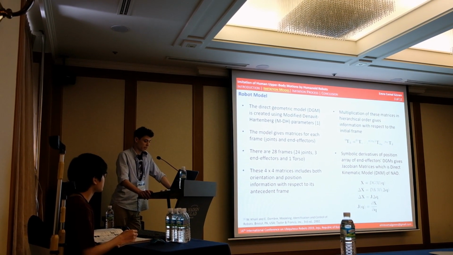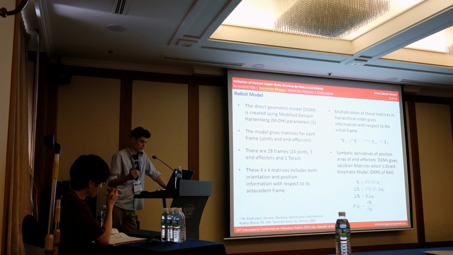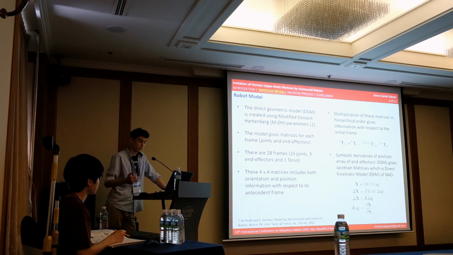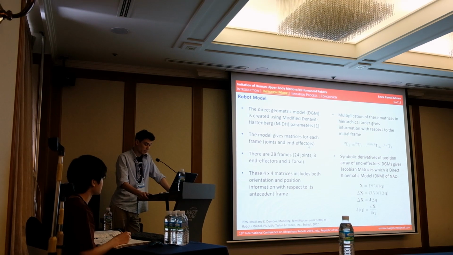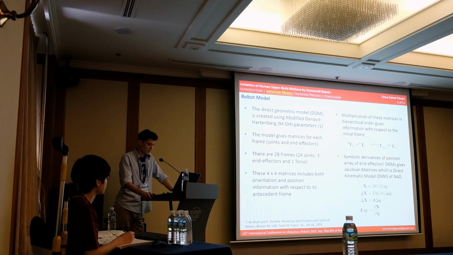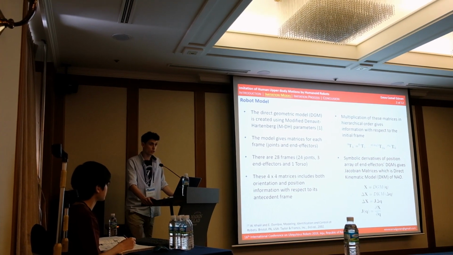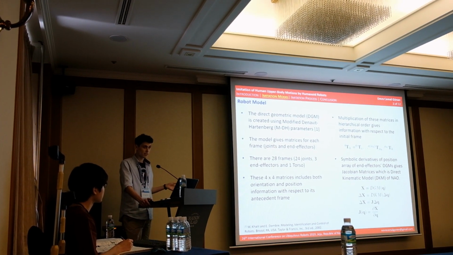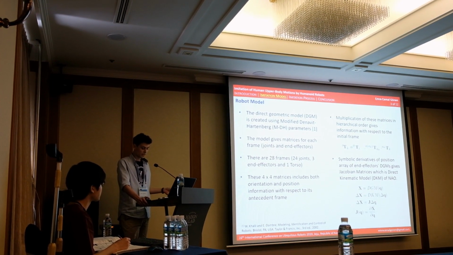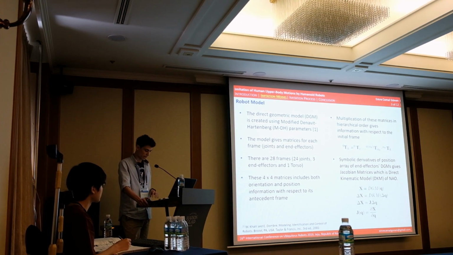Also, symbolic derivatives of the direct geometric model give us the direct kinematic model of the robot, which is Jacobian matrices. And in my solution, I use these Jacobians. I just save them as a separate file, and when I need them, I just call them back.